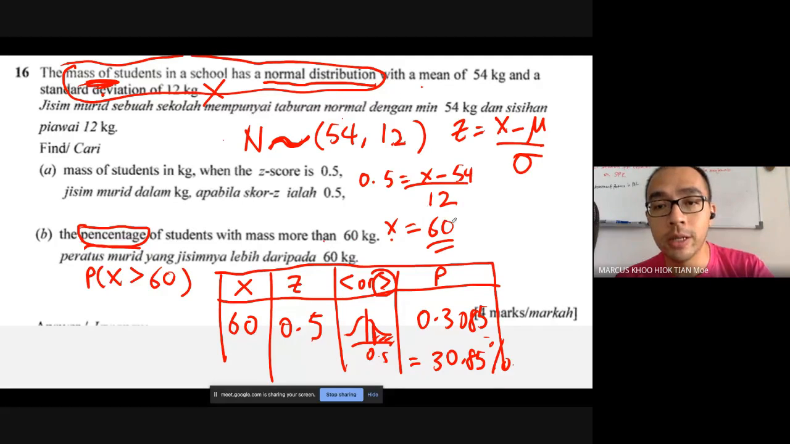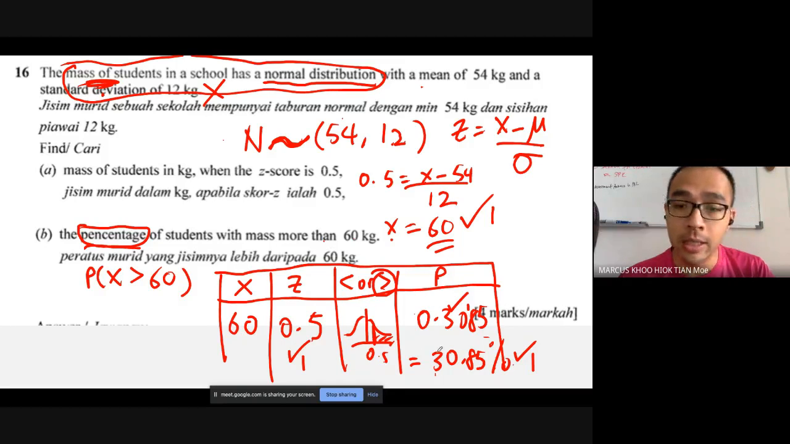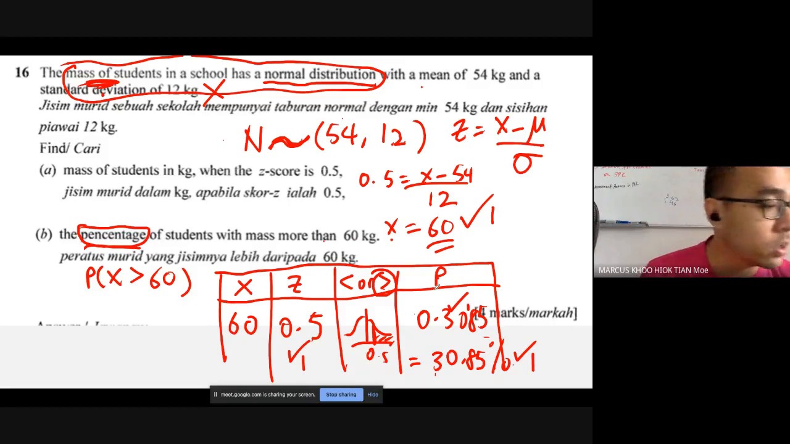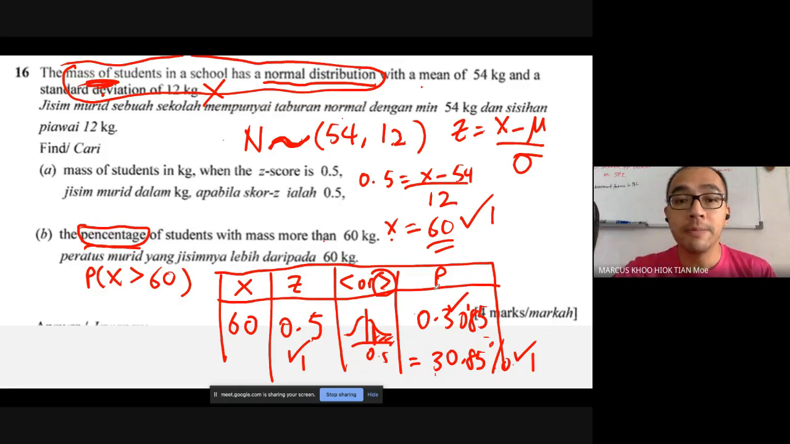How is it distributed? This x equals 60 is only 1 mark. This part is indeed 1 mark. Then the 3 marks: 1 mark for 0.5, 1 mark for the table, the drawing and the probability being correct, and then 1 final mark for converting the probability to percentage. Remember, probability and percentage are just multiplying by 100 or dividing by 100. Okay, question number 16 done.